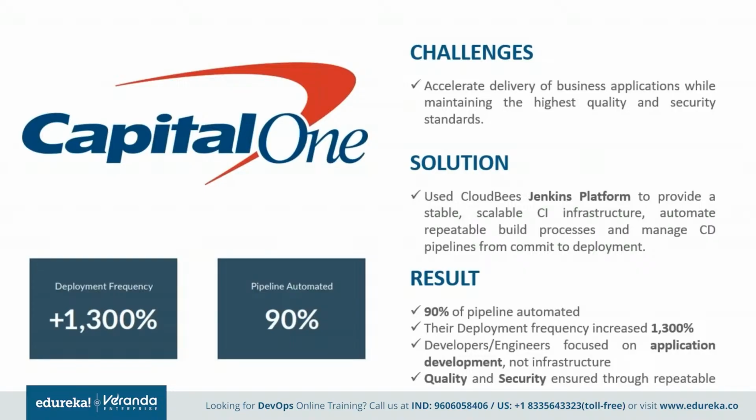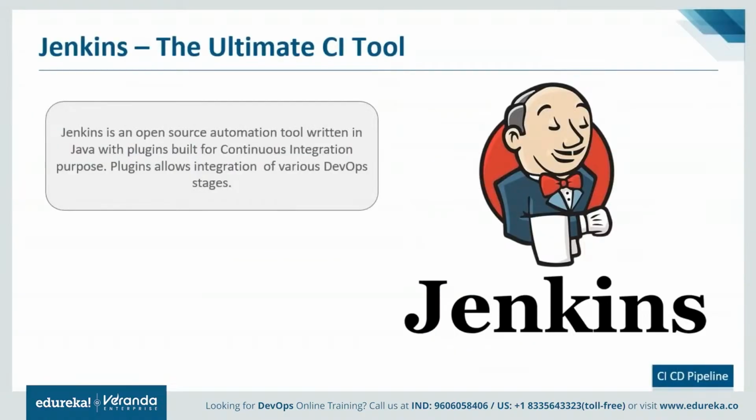In between the discussion, you must have also observed that I was mentioning the Jenkins platform, right? So why do you think that they just used Jenkins? Why not anything else? Why do you think that Capital One went for the Jenkins platform? Why was it so important to them? So let's understand what Jenkins is and let's understand the importance of Jenkins.